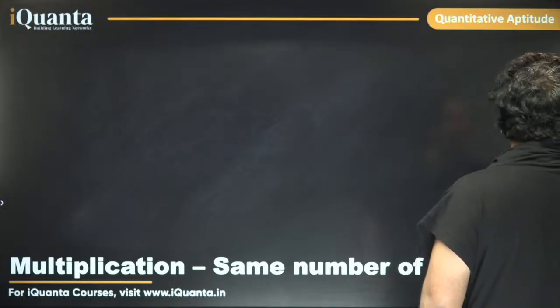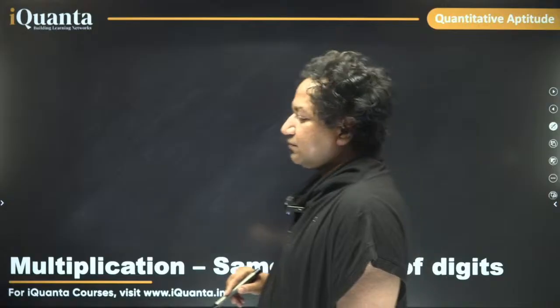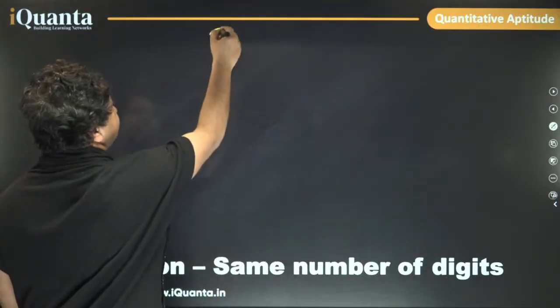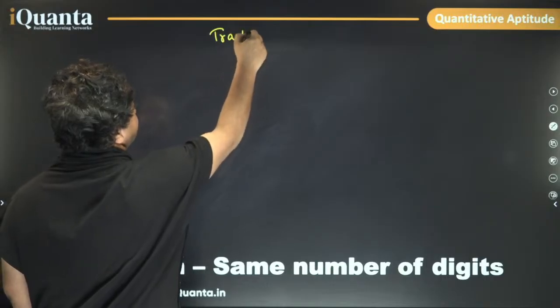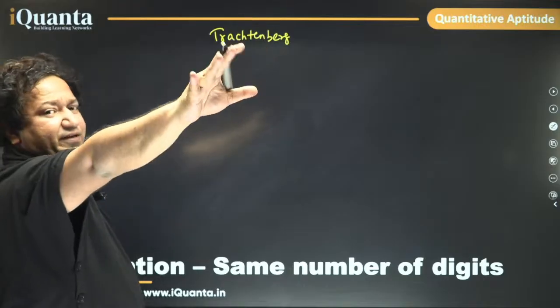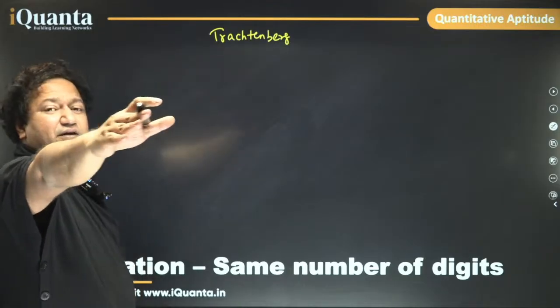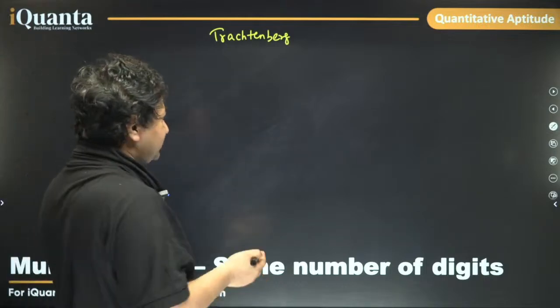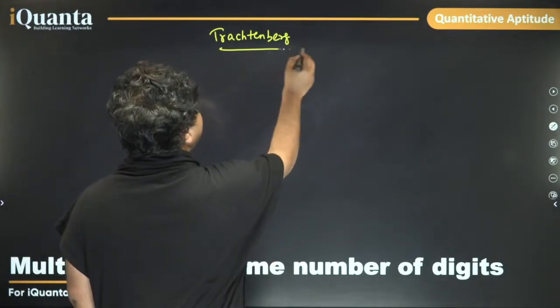Well, I'll tell you what happened during World War II. There was a person called Trachtenberg. The name of this class is Vedic Mathematics, but it's not just Vedic Maths. We did Vedic Maths, we did Brahmaganit, we are now doing the Trachtenberg system of numbers. Trachtenberg.